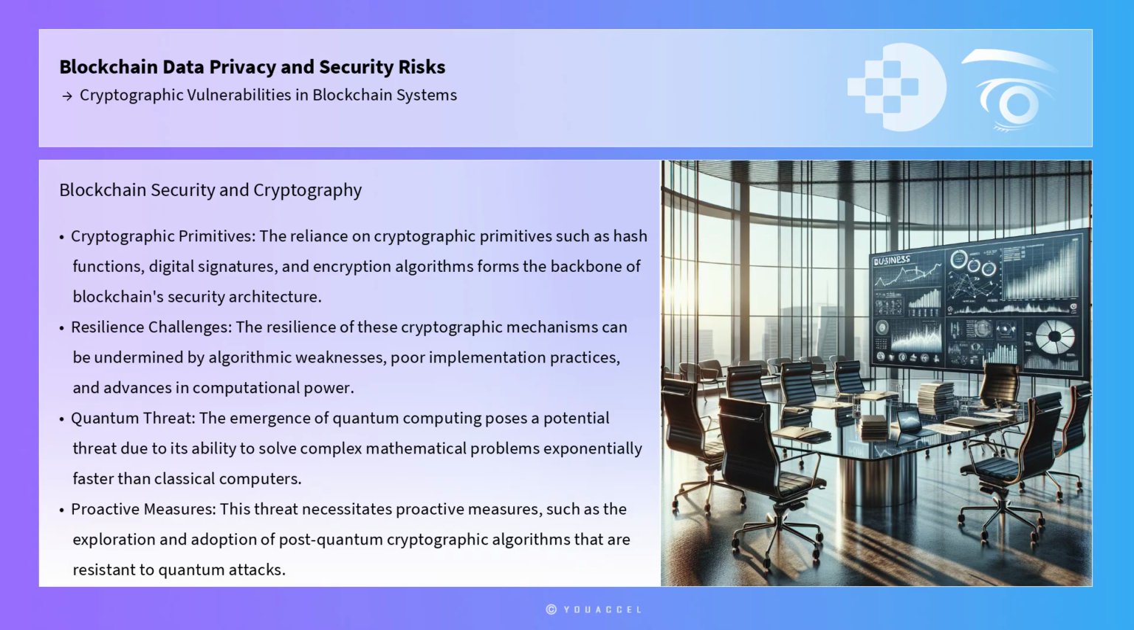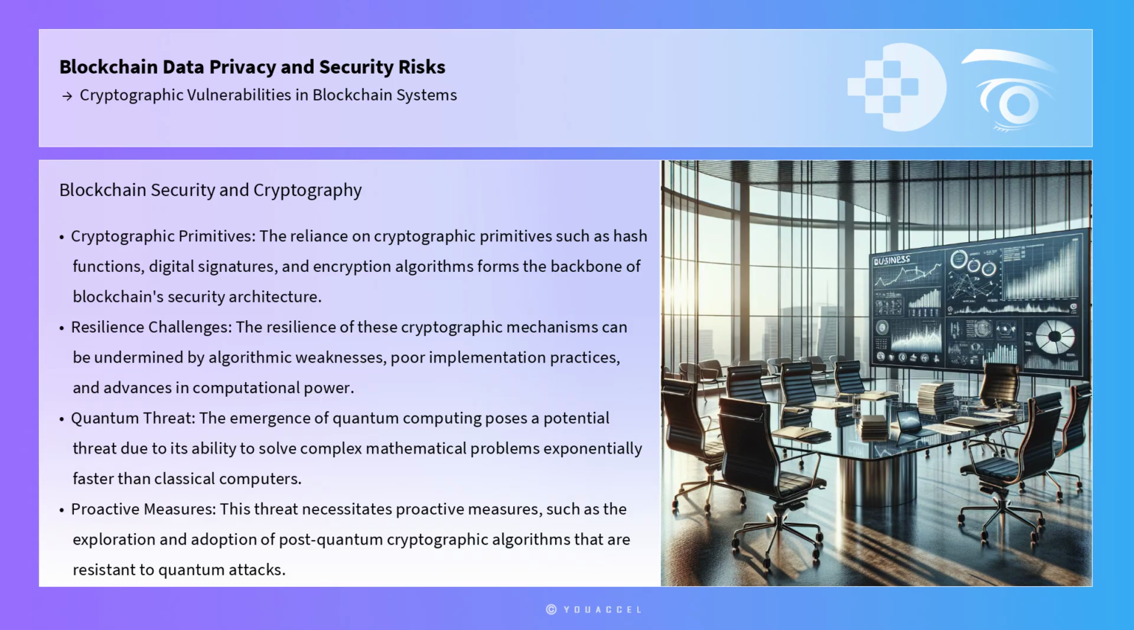The reliance on cryptographic primitives, such as hash functions, digital signatures, and encryption algorithms, forms the backbone of blockchain's security architecture. However, the resilience of these cryptographic mechanisms can be undermined by several factors, including algorithmic weaknesses, poor implementation practices, and advances in computational power.